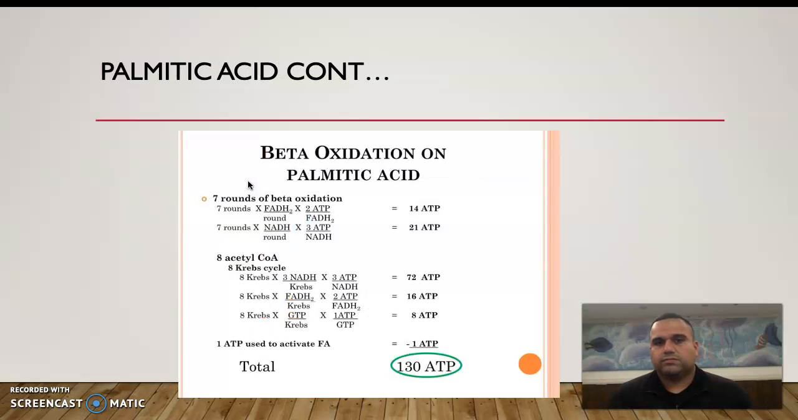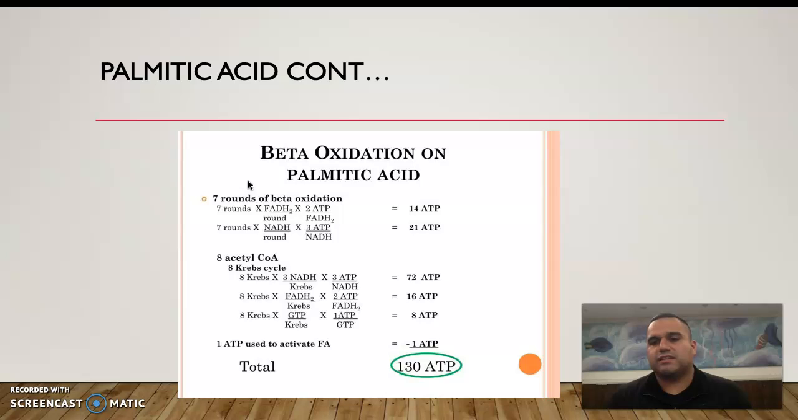So 7 rounds of beta oxidation, meaning the addition of oxygen, creates energy. So 7 rounds of FAD, which is a hydrogen yielding molecule, and 7 rounds of NADH, which is what we saw in the Krebs cycle of what goes on and what gets attached. So these are transport molecules that are used to create ATP.